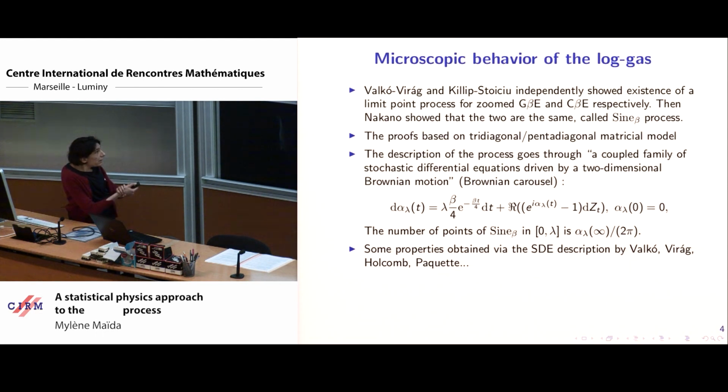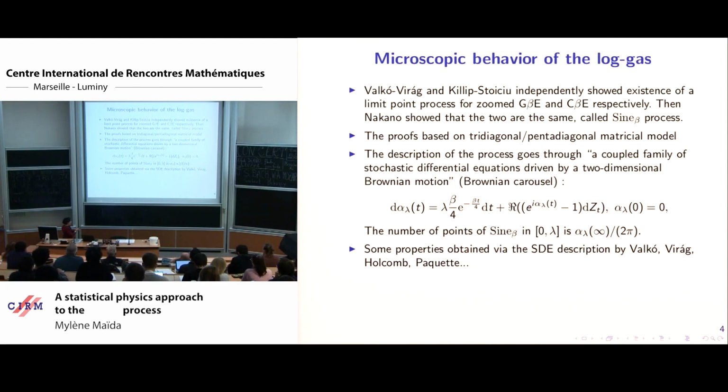When you look at the limit when t goes to infinity of the solution, it turns out to be 2 pi times an integer. So for all lambda, the limit when t goes to infinity is 2 pi times an integer, and this integer, alpha lambda, the limit over 2 pi, is the number of points of sine beta in the interval 0 lambda. So if you look simultaneously at the solution for all lambda, you have a description of the law of the sine beta process. Okay?